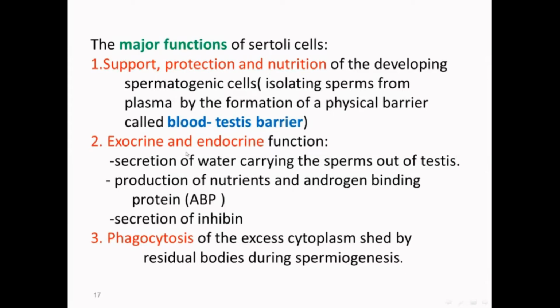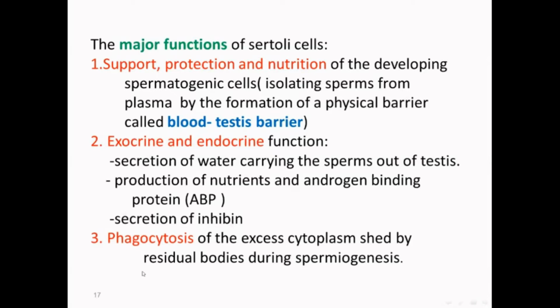In addition, it also has endocrine and exocrine functions by secreting water that is carried with the sperms out of the testis, and production of nutrients, since the sperms cannot contact the plasma, therefore the nutrients are supplied instead by the Sertoli cells themselves. It also produces androgen binding protein, a special type of protein that binds and concentrates testosterone. Also, it can secrete inhibin, which has a negative feedback inhibition on the pituitary gland to inhibit the secretion of FSH and LH.